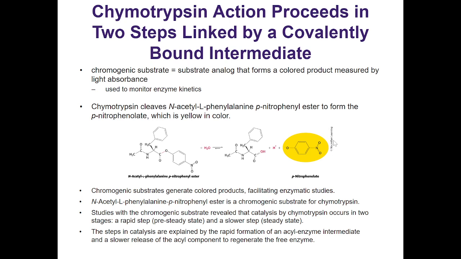It also has a nitro group, which is kind of interesting, because you guys will start covering this pretty soon. It's like the next chapters you're doing. Anyways, this is actually quite colorful. It has a yellow color to it. And so every time we do the reaction here, by binding this and doing this reaction, we actually generate a yellow color. And so chromogenic substrates, again, generate colored products. They're going to facilitate our enzymatic studies because we can monitor them making products as they go along.